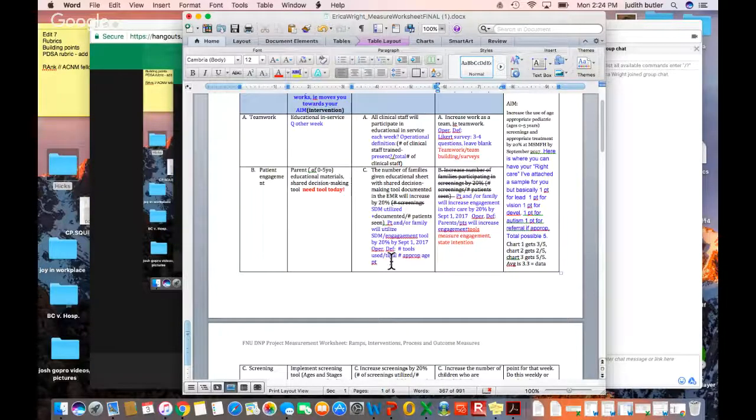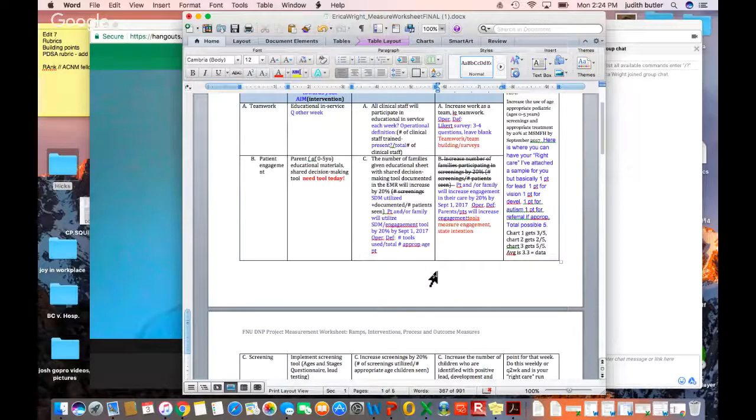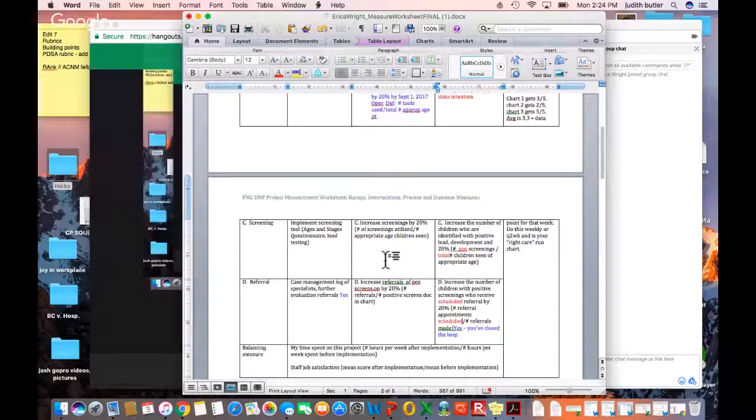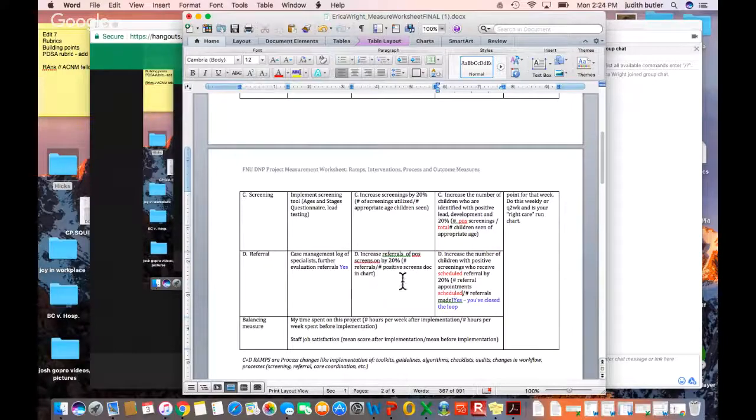Okay. I like the documentation much better because it's building it into the system. Yeah. But you can think about it. Okay. Quickly. All right. C is screen everybody, and then you're identifying the people who are abnormal. D is all those abnormals get a referral, and you follow up and make sure they're scheduled.